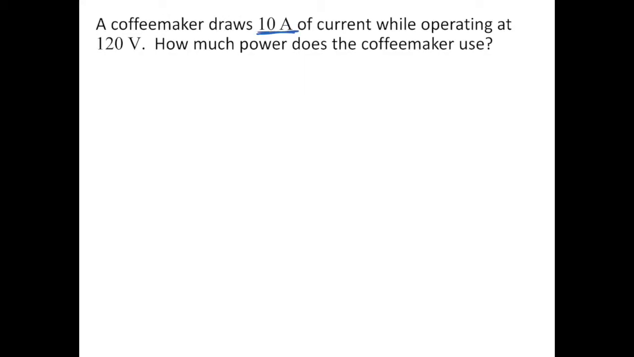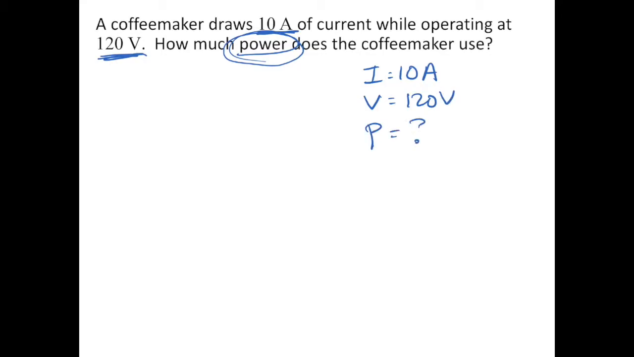A coffee maker draws 10 amps of current and operates at 120 volts. So what are we looking for? How much power does the coffee maker use? I equals 10 amps, V equals 120 volts, P equals question mark. So this uses one of our other equations, P equals IV. Fortunately we don't have to rearrange it at all because we're looking for power. So P equals 10 amps times 120 volts.